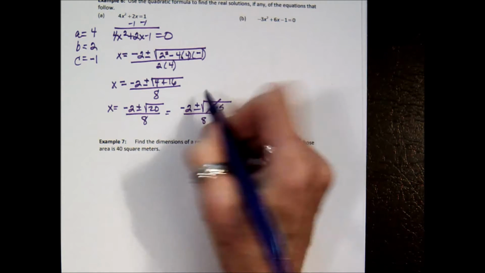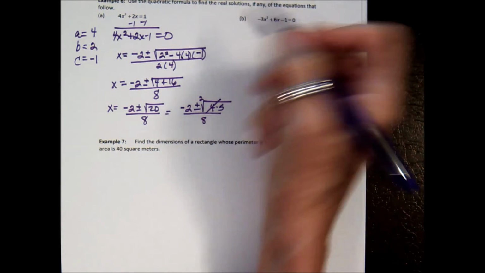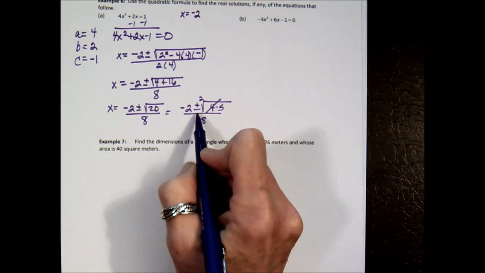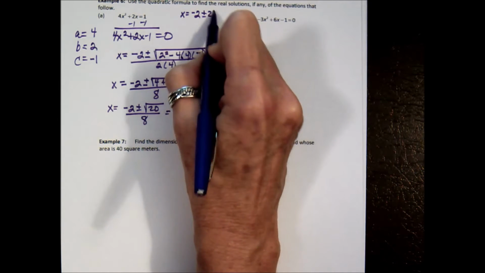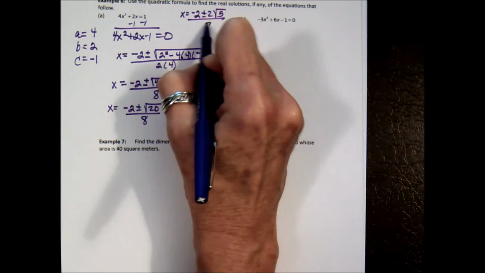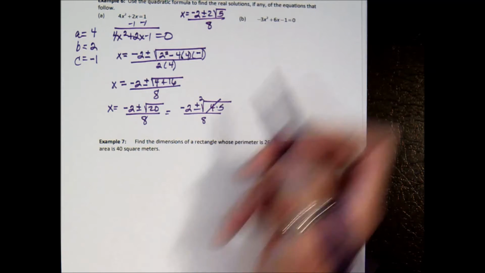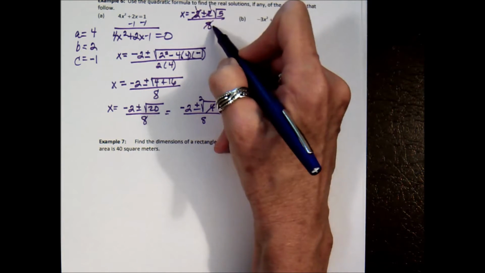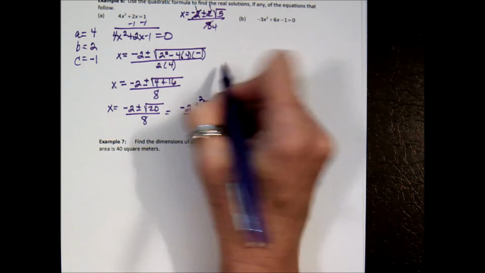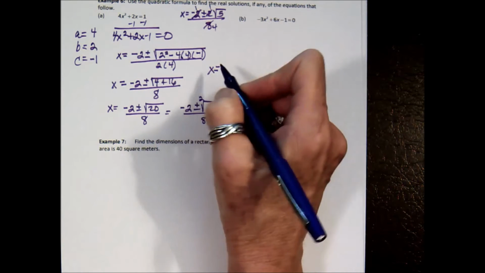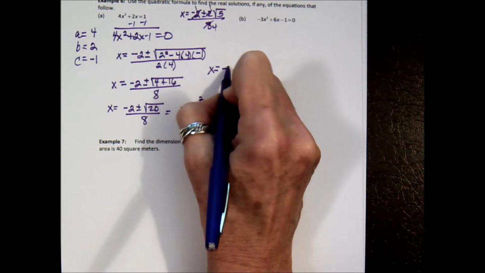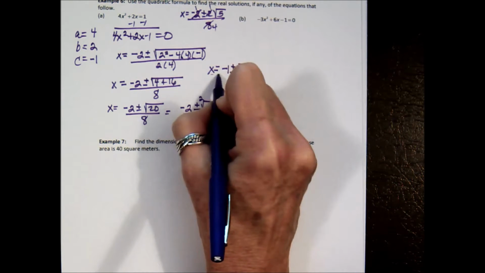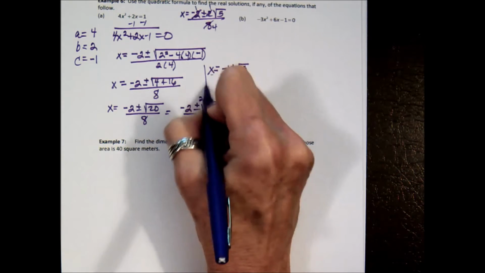Pull that out. Let's write this up here. So I have x equals negative 2 plus or minus 2 radical 5 all over 8. Now I can cross cancel. 2 goes into 2 once, into 2 once, into 8 4 times, and we get x equals negative 1 plus or minus 1 radical 5 all over 4. And that is your answer.